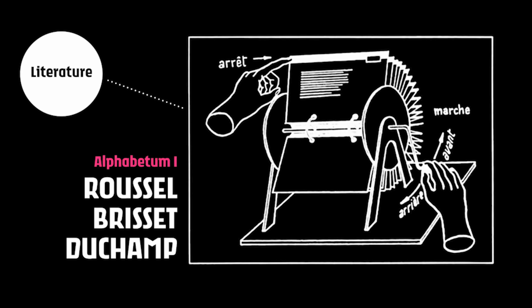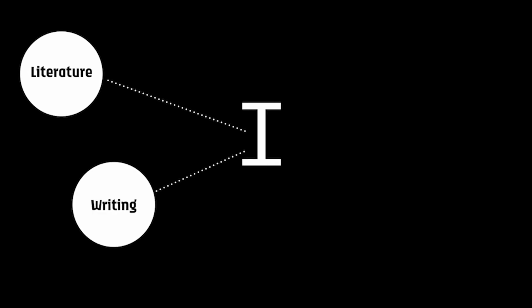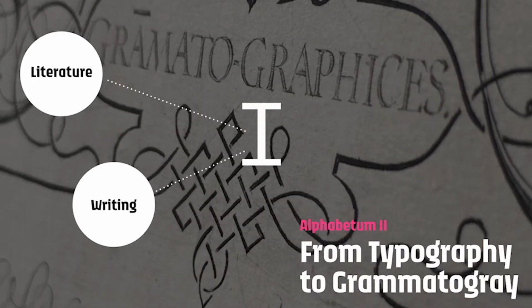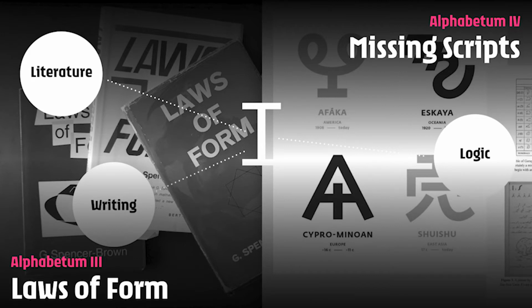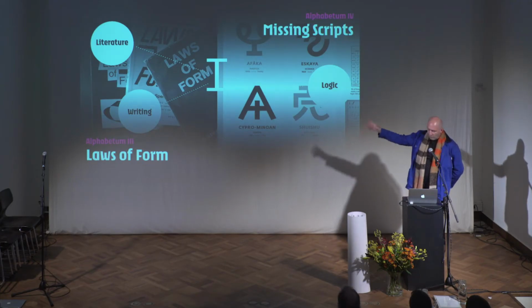So the first exhibition at the Alphabetum was focused on literature. It was an exhibition with 3 French writers, artists, Roussel, Brisset, Duchamp. With the second exhibition, we tried to focus on writing. It was called From Typography to Chromatography. And with the third one, I believe that they are about logic. So there are 2 exhibitions at the moment from the Alphabetum, one in the Alphabetum itself, the other one in the hallway. This is Laws of Form and Missing Scripts.